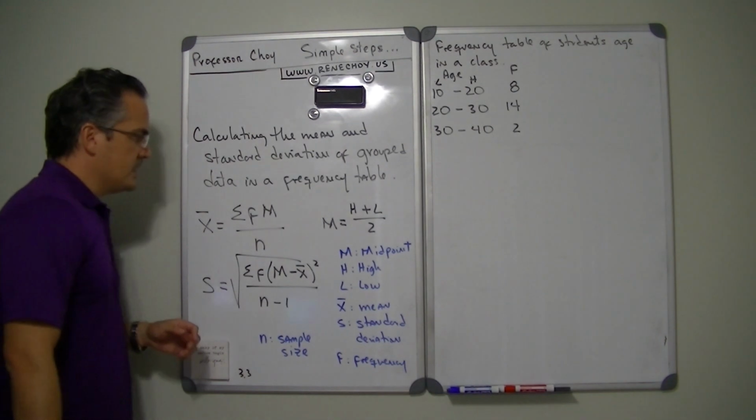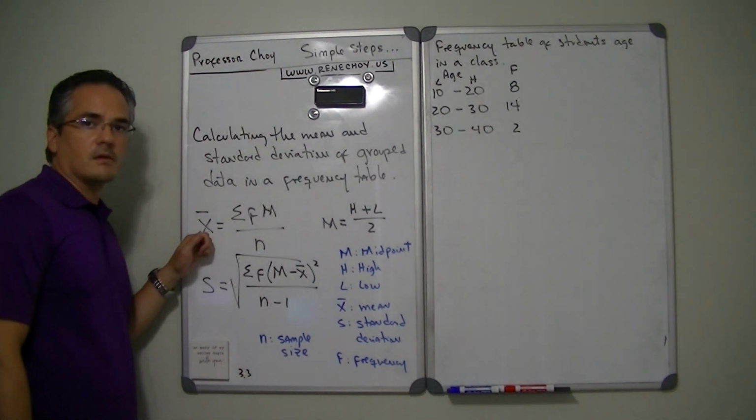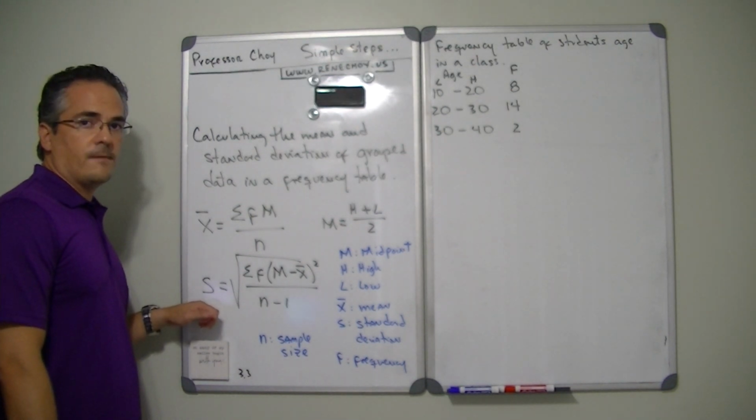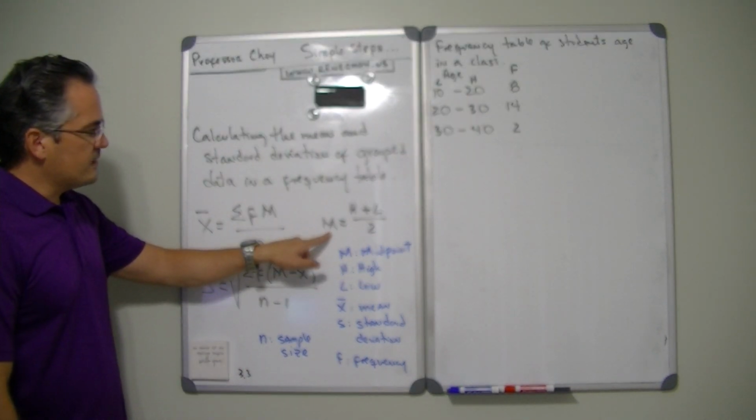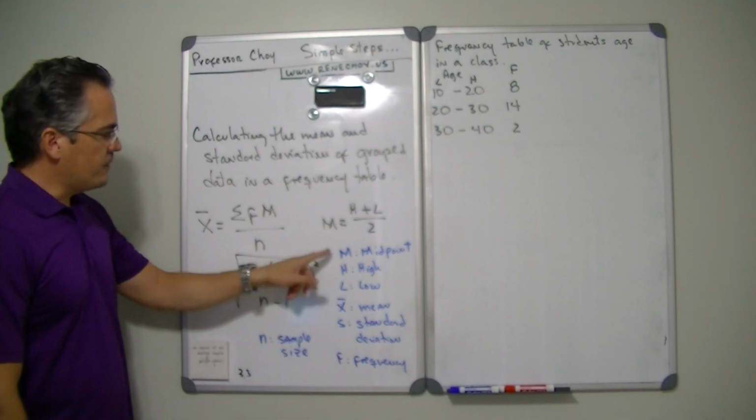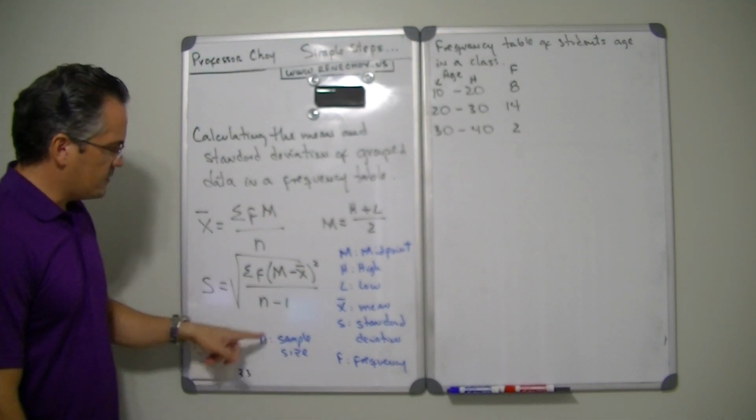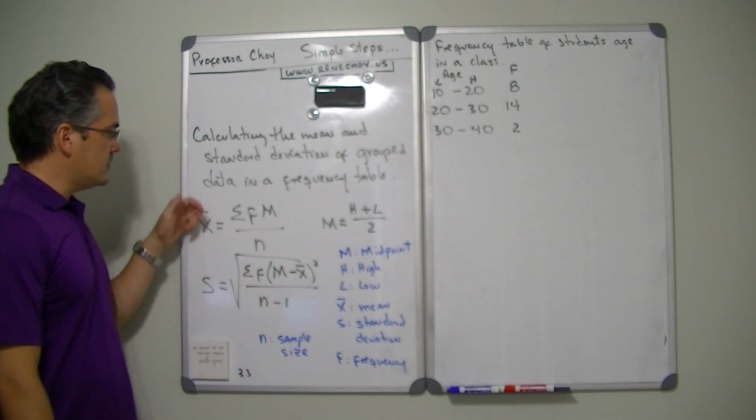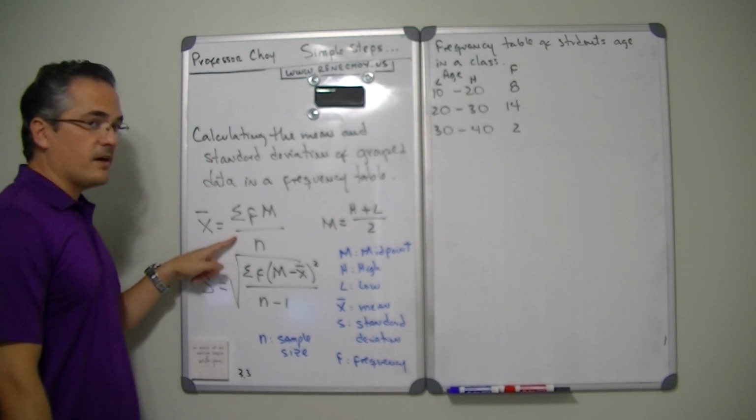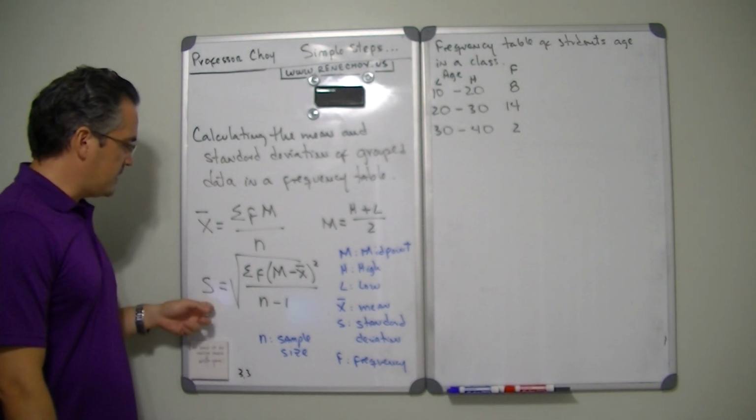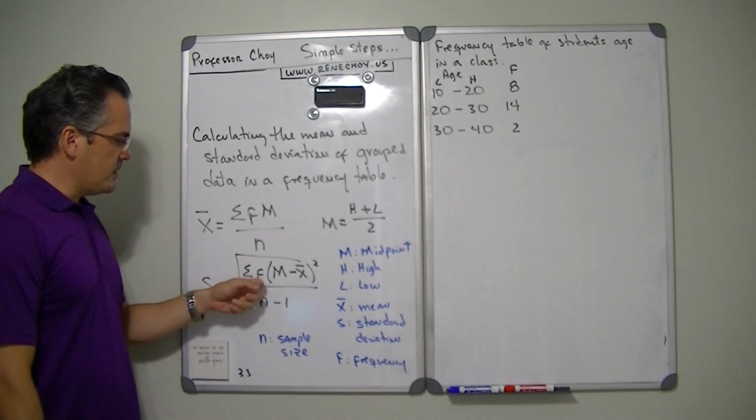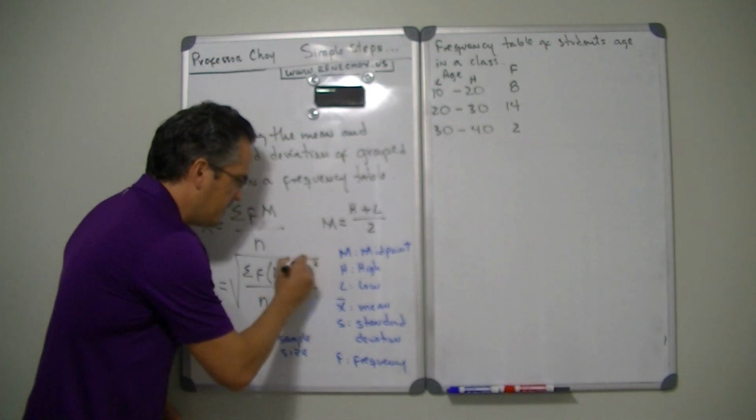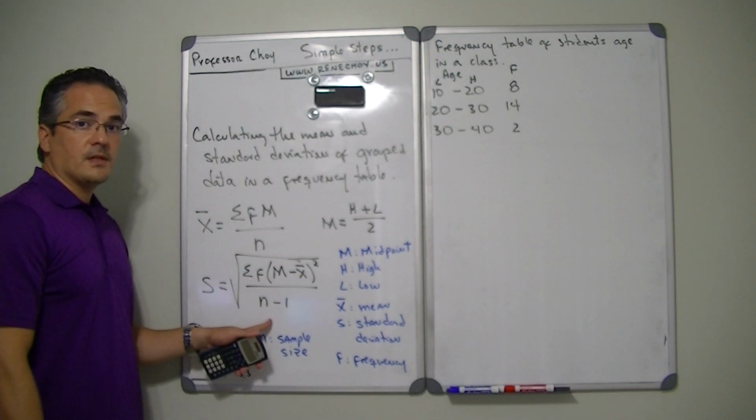Okay? Now, this is the formula to calculate the mean of group data. This is the formula to calculate the standard deviation of group data. And down here, I also have the formula for midpoint. And over here, I have the definitions of each one of those letters in case you can't follow me. So this right here means summation of frequency times midpoint divided by n. This right here is standard deviation, which is the square root of summation of frequency times midpoint minus the mean, squared, divided by n minus 1.